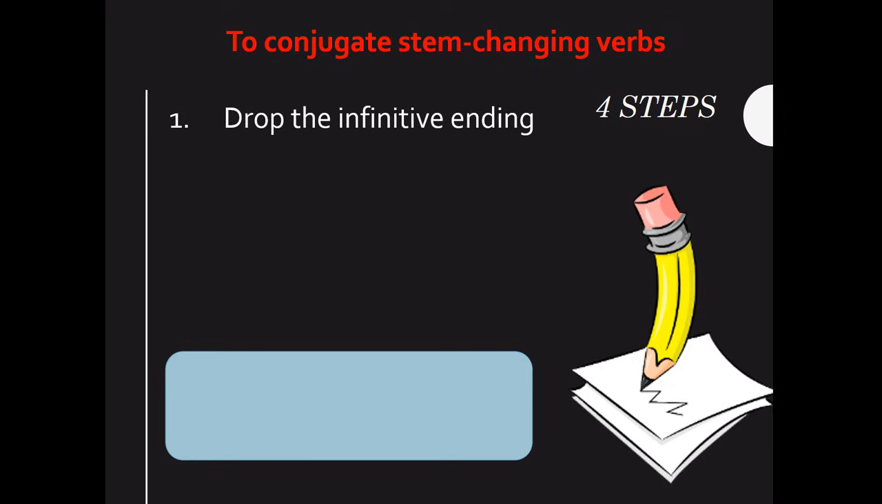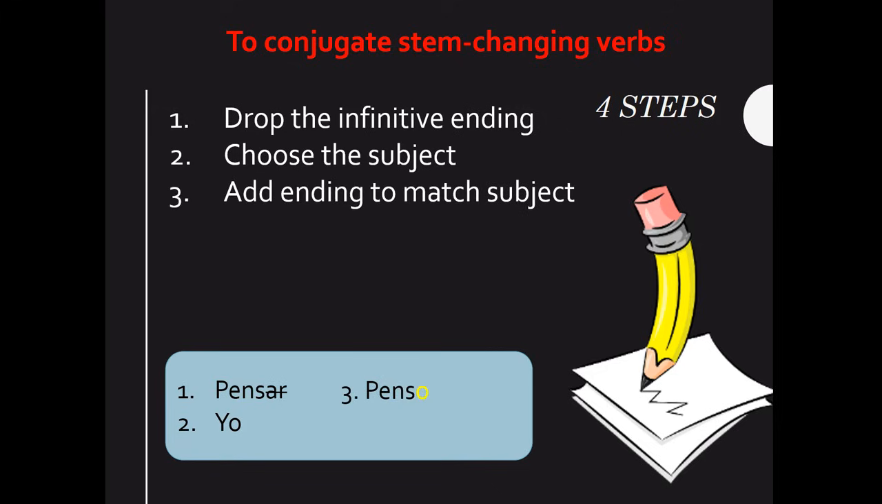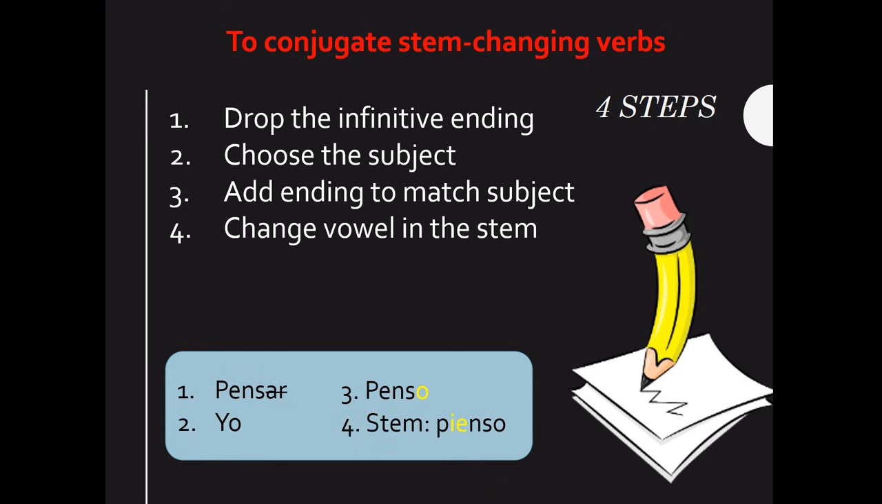Okay, just quick review. Remember, you need to drop that infinitive ending. The AR, the ER, the IR. Choose your subject. And in this case, it was yo, but could be any. Add the ending to match the subject. Again, if we're using yo, we're going to want to have an O. And now stem changers, with that twist, have an extra step, a step 4, and you need to change the vowel in the stem to either an IE, an I, or a UE, depending on what word it is.